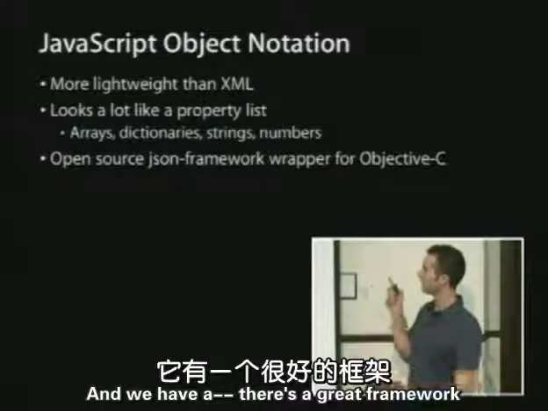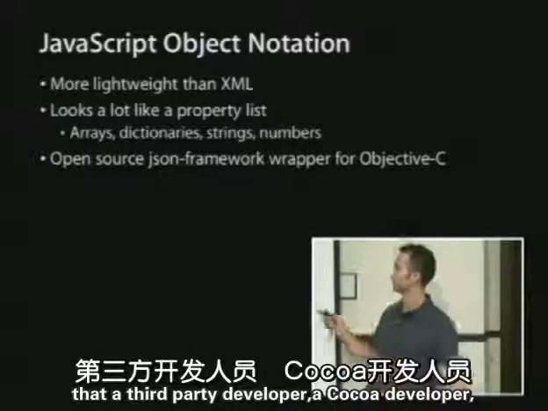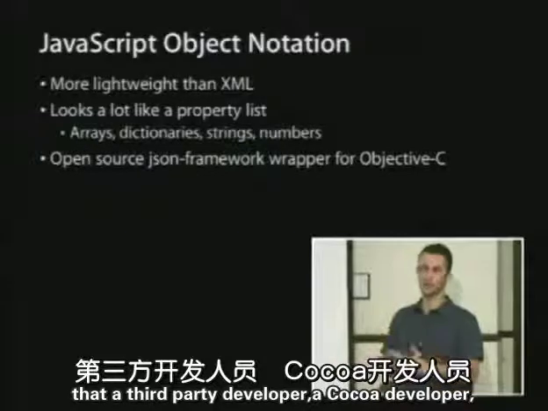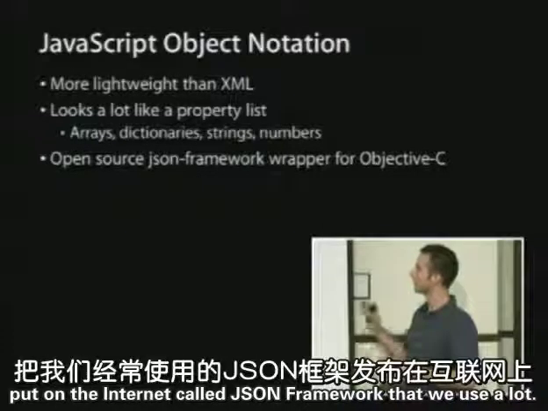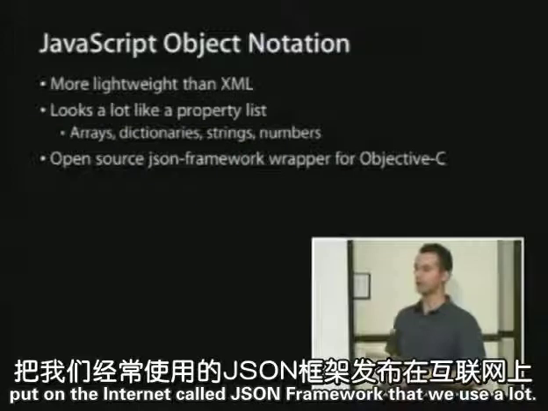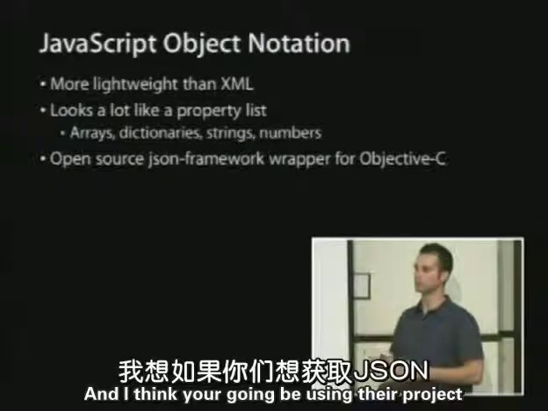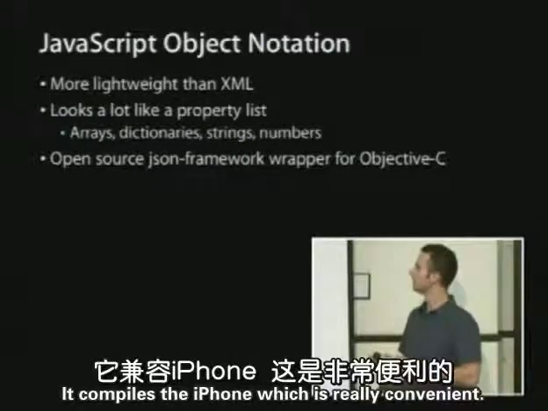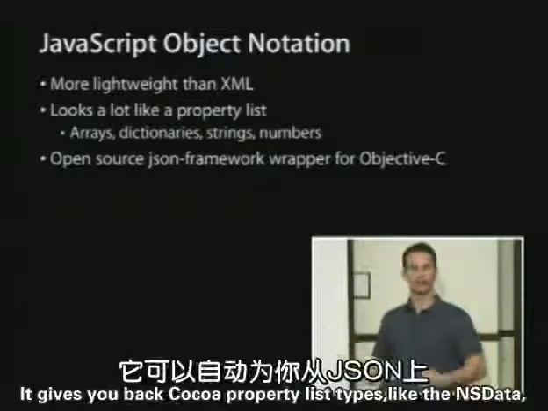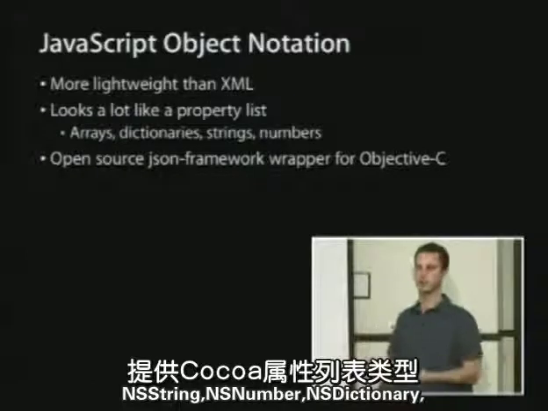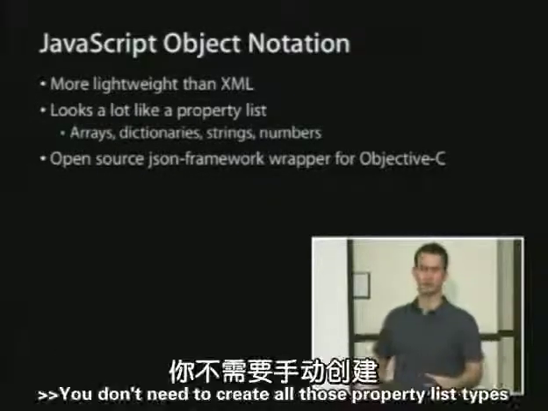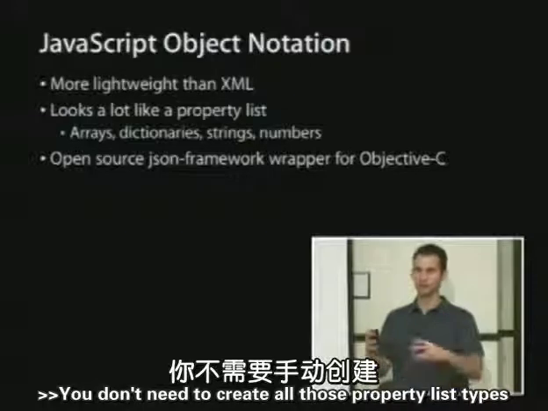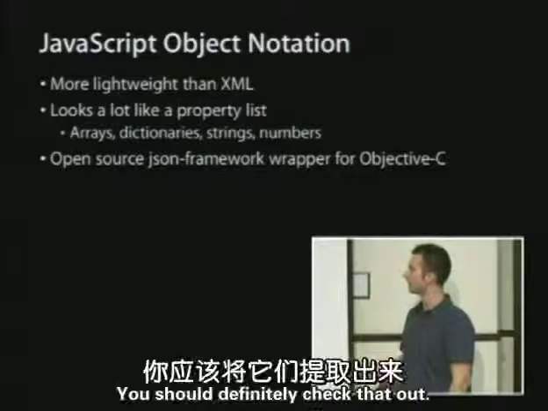There's a great framework that a third-party Cocoa developer put out on the internet called JSON Framework that we use a lot, and I think you're going to be using it in your project if you want to access JSON. It compiles to the iPhone, which is really convenient, and gives you back Cocoa property list types like NSData, NSString, NSNumber, NSDictionary automatically from the JSON. So that's really convenient. You don't need to create all those property list types by hand. So definitely check that out.